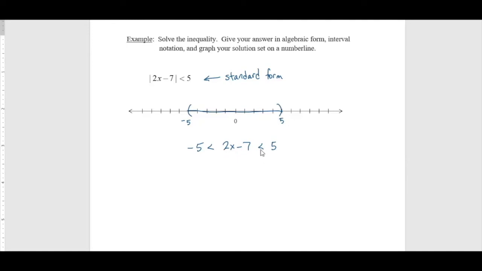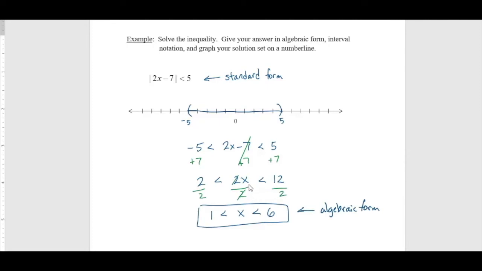If we were solving the inequality here on the right, we would add 7 to both sides and then divide by 2. We would do the same thing when we solve the inequality on the left. We would add 7 to both sides and then divide by 2. So we can do that all at once. We can add 7 to all three parts of the three-part inequality and then divide by 2 on all three parts.